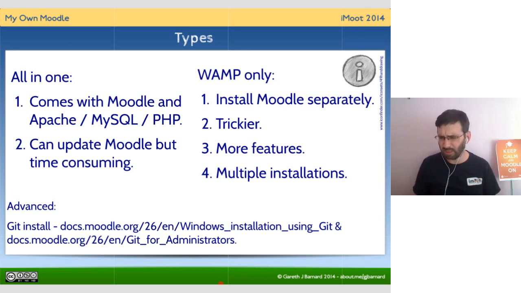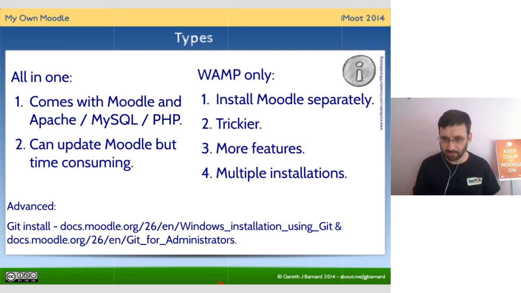You can update the all-in-one to a new version, but it is time-consuming and tricky. With WAMP, you have a little bit more power, but it's a little trickier. You can pick the exact Moodle installation you want, with more features, you can run more than one, and you can then take that and start developing your own websites and various bits and bobs.